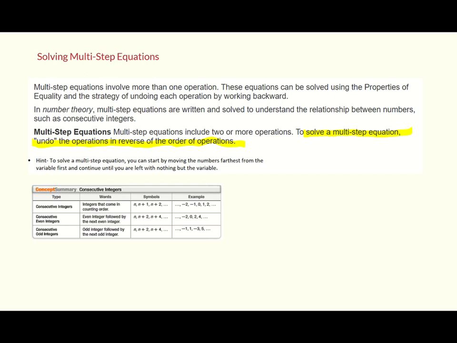Multi-step equations include two or more operations. To solve a multi-step equation, undo the operations in reverse order of the order of operations. And I have a hint: to solve a multi-step equation, you can start by moving the numbers farthest from the variable first and continue until you are left with nothing but that variable. You can pause the video here and look at some consecutive integers.